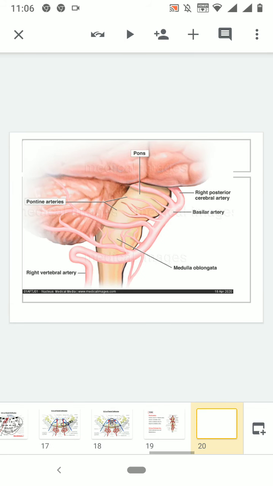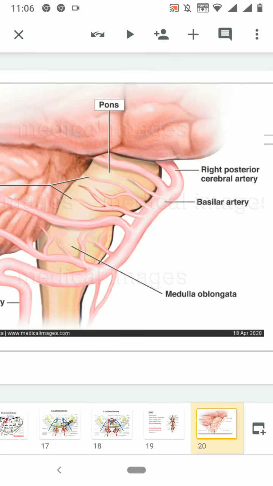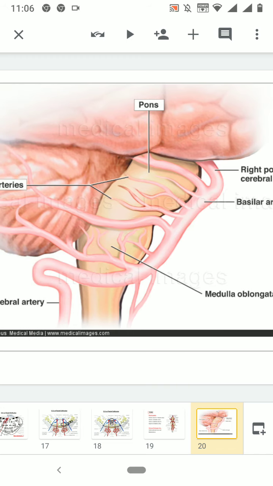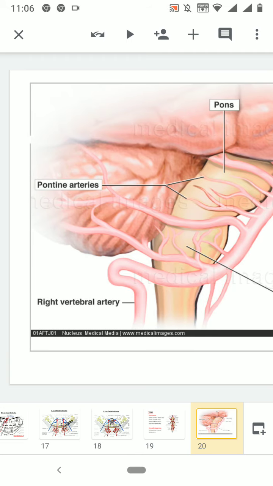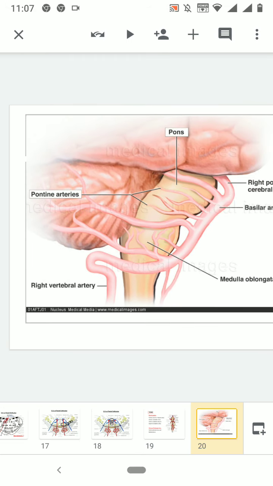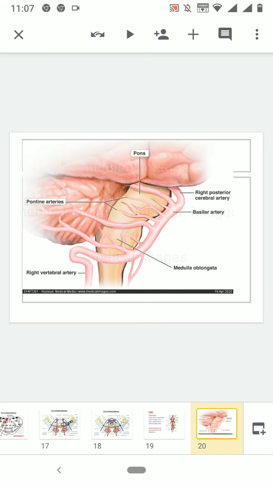Now this is just showing how the basilar artery and direct branches from the basilar artery are supplying the major part of the pons. You can see over here, they are also called the pontine arteries. So this is the diagram, a very good pictorial representation of it.